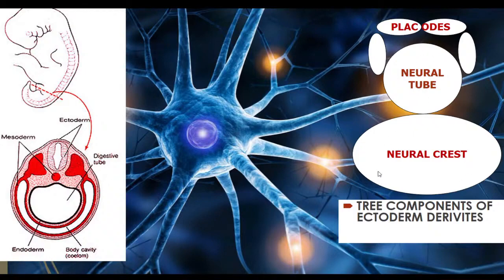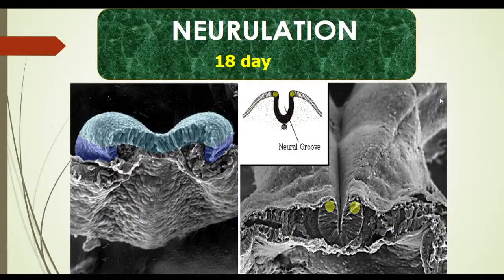Neural crest, peripheral nervous system, and placodes. A placode is a thickening of surface ectoderm that takes an active part in the formation of sensory organs, in combination with the neural tube and neural crest. Neurulation started at the 18th day of prenatal development, and we have seen the neural plate colored blue.